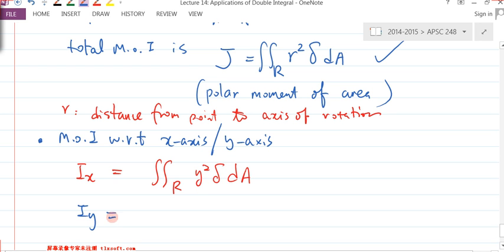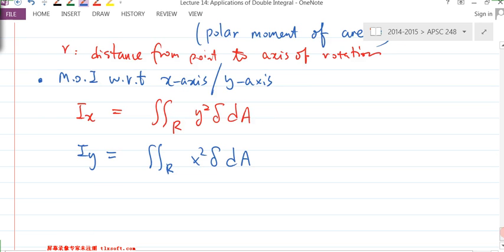And then similarly, if you're asking what's the moment of inertia about the y-axis? It's x squared. So that's it. That's the moment of inertia, this idea here.